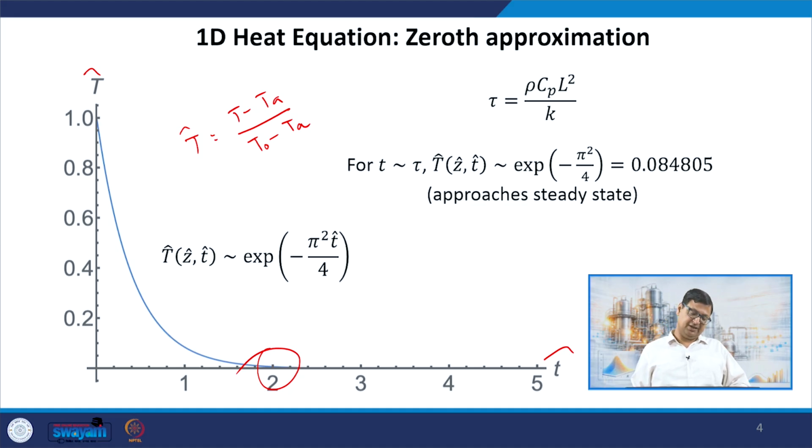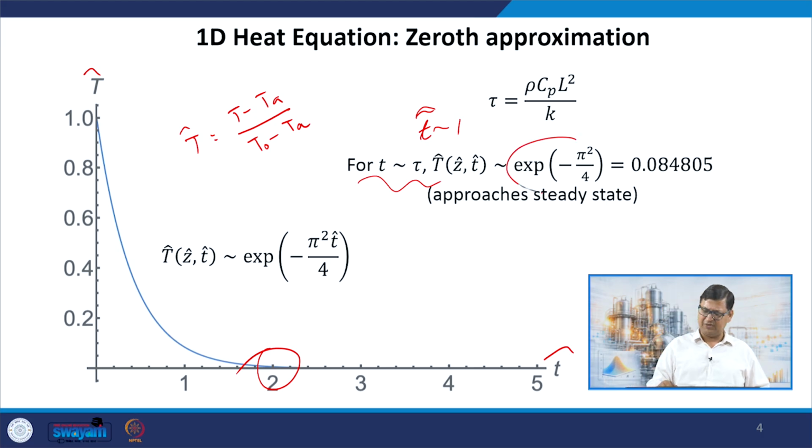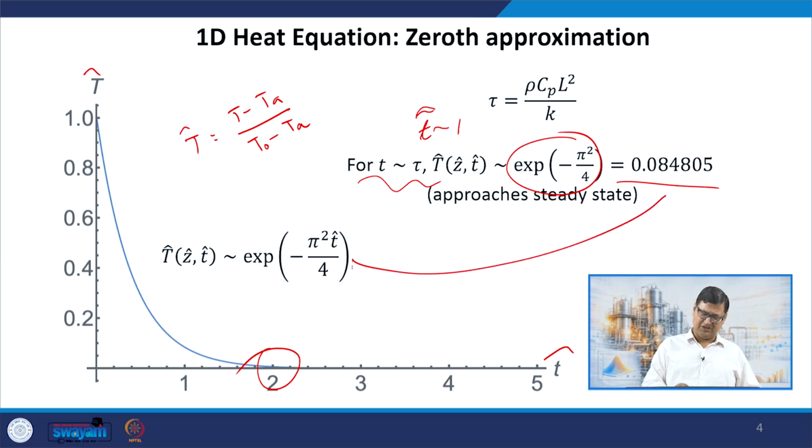Roughly speaking, this T going to tau, that is when my T cap approaches 1, that is something like exponential of minus pi square by 4. If I plug in that value here, I get something like 0.084, that is fairly small, close to 0.1, let us say, right? So the temperature has already dropped to 0.1 in the time of the order of the time scale tau.